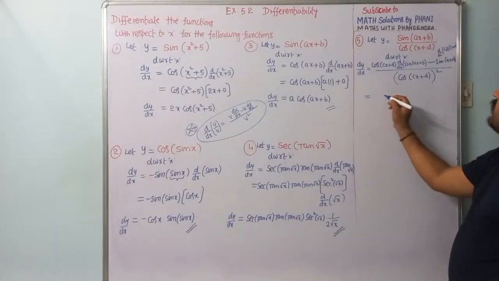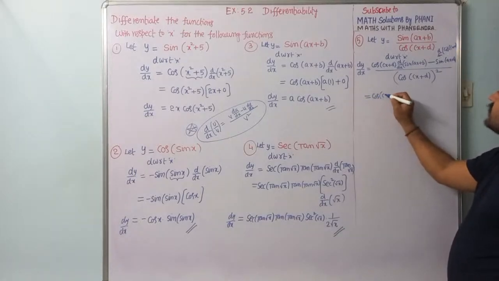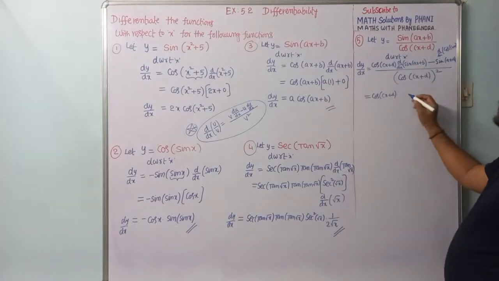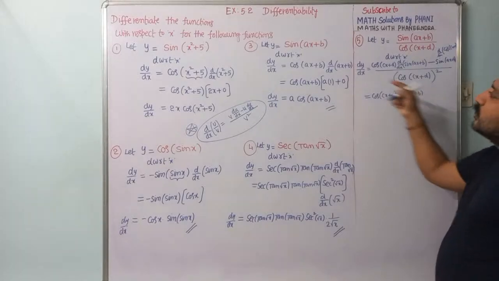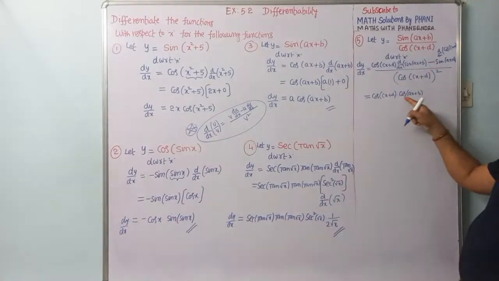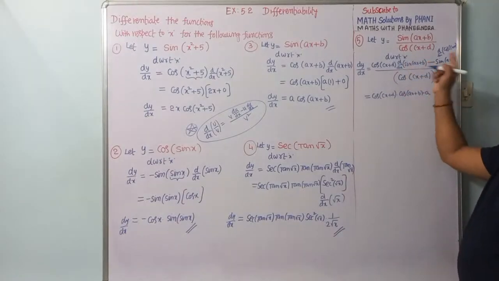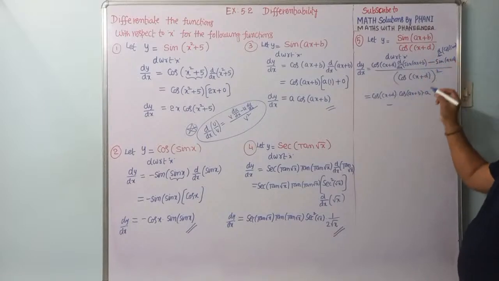So one by one we will do it. Cos of (cx plus d) into d by dx of sin of (ax plus b) is what? Sin of (ax plus b) derivative is cos of (ax plus b), and again the derivative of ax plus b is a. So the numerator's first term is completed, minus.